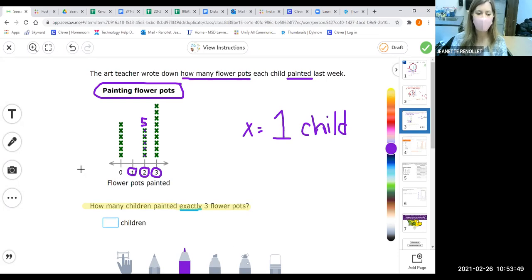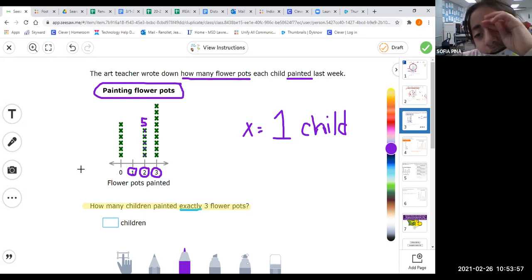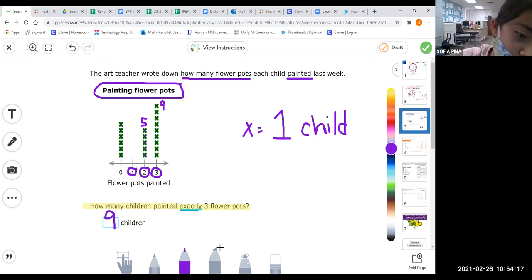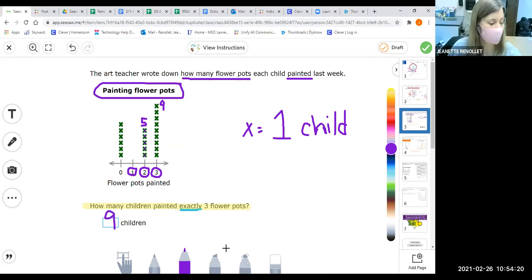I see a hand ready to share. Gloria, go ahead. 9. Say it again, Gloria. 9. Thank you. It's hard for me to hear when other people are making sounds. We've already talked about this, so I will be taking recess time. There are 9 children who planted 3 pots. We can go ahead and record that into our answer. Nine children painted 3 flower pots.